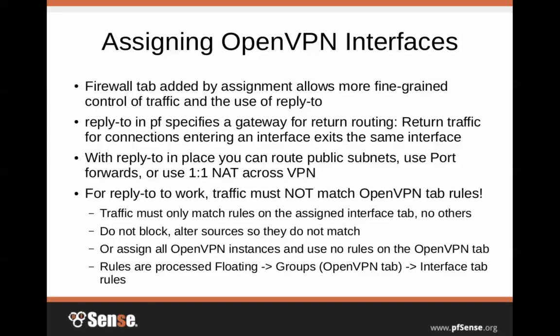To reiterate what I was saying a moment ago, for reply-to to work, traffic must not match those OpenVPN tab rules. So it's got to fall through and hit your ones on the interface tab. And you can't block the traffic on the other tabs. That won't help. You just need to not match it. So just be really careful with your sources. Or you could assign all of your OpenVPN instances to different interfaces, get rid of your rules on the OpenVPN tab, and have all your rules for each VPN on their specific tabs. A little bit more work, but you get a lot better control that way if you can swing it. Depending on the number of VPNs you have, that could be a little unwieldy. So it just depends.